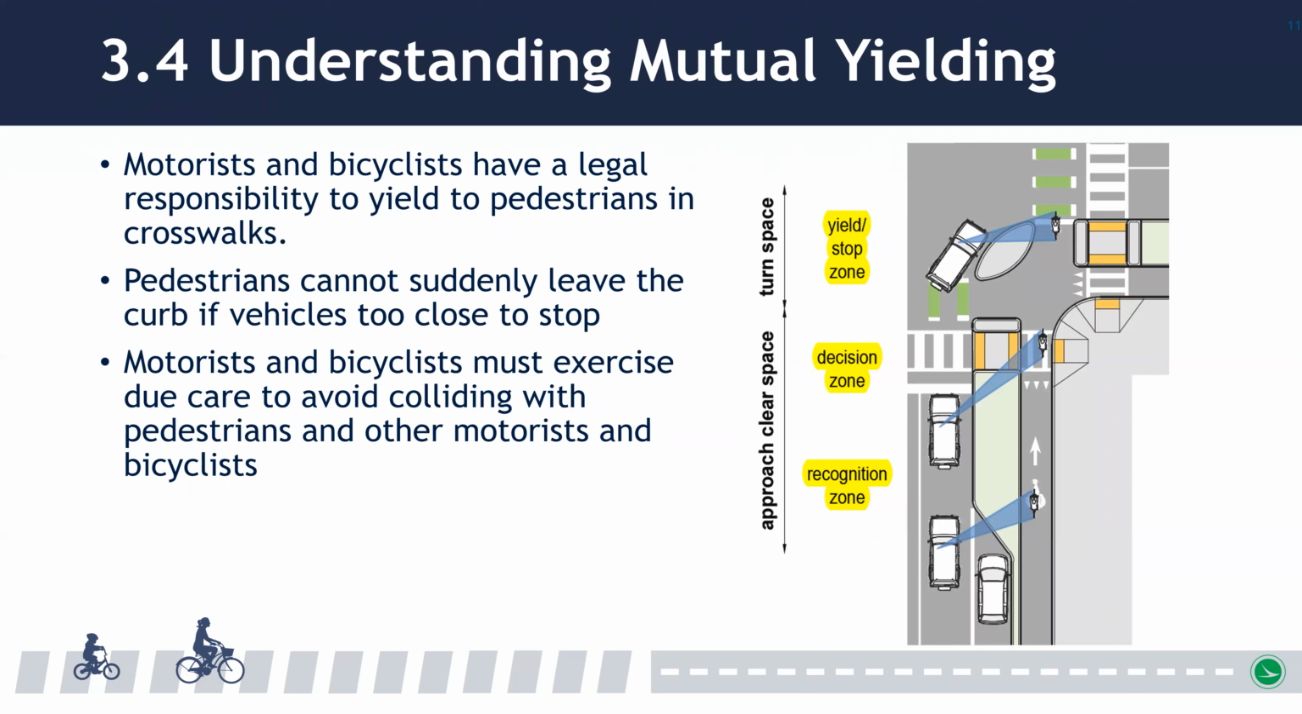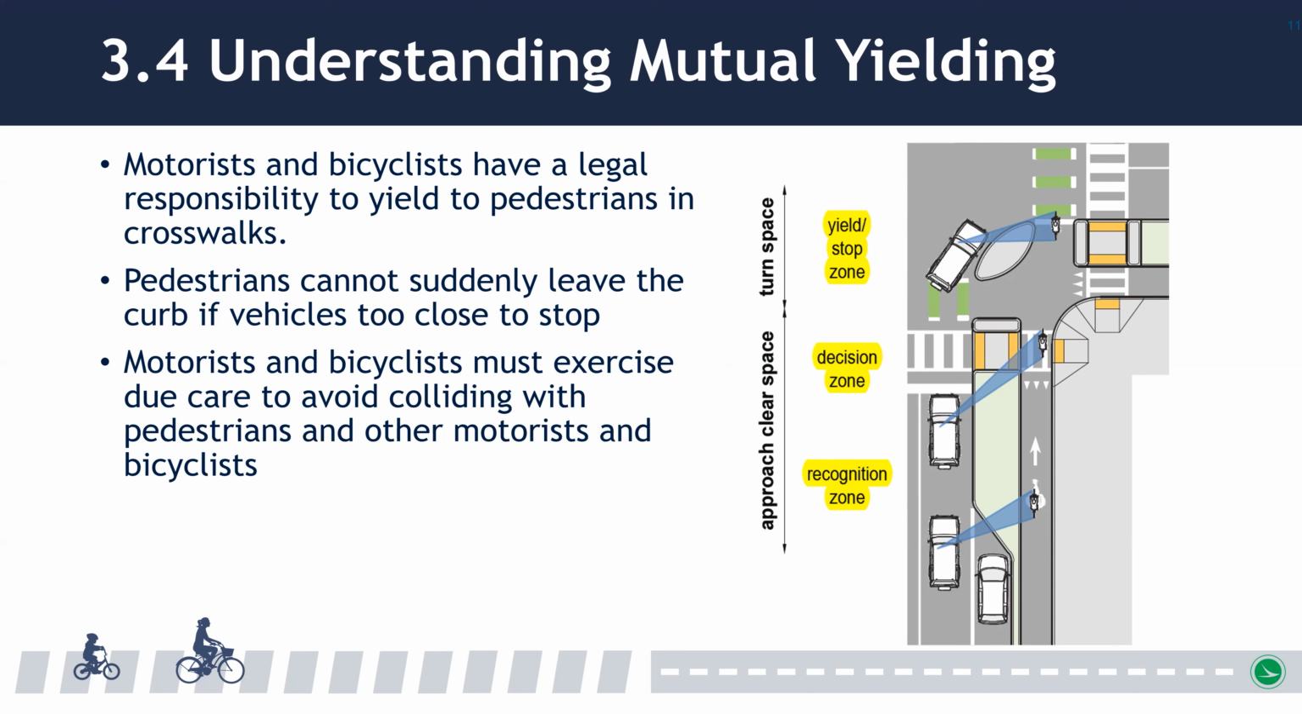There are three key factors that should be considered when designing interactions between bicyclists, motorists, and pedestrians. Number one, motorists and bicyclists have a legal responsibility to yield to pedestrians in crosswalks. Number two, pedestrians cannot suddenly leave the curb if vehicles are too close to stop. And number three, motorists and bicyclists must exercise due care to avoid colliding with pedestrians and other motorists or bicyclists.